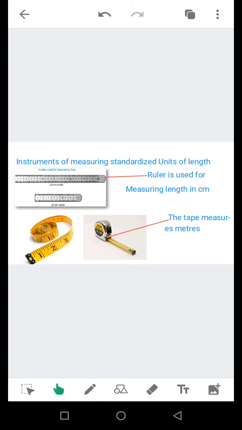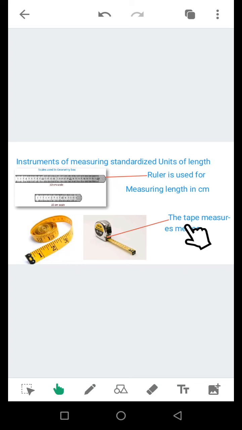Just like we said, you see the ruler there. This is the ruler. You use the ruler for measuring length in centimeters. In most cases, those are small lengths. For example, you want to measure the length of a pencil, the length of a book, the length of a paper. Those small ones, you use the ruler to measure.